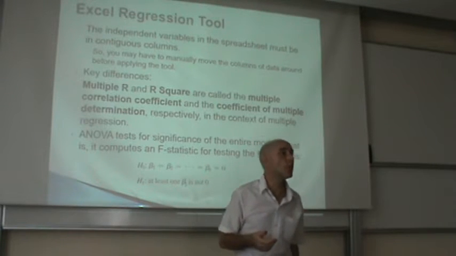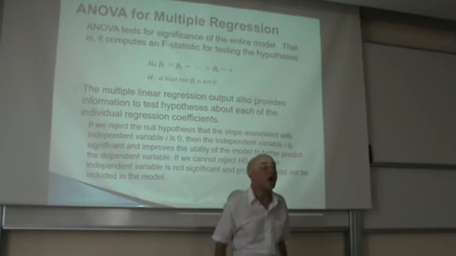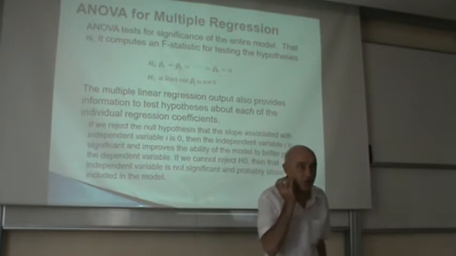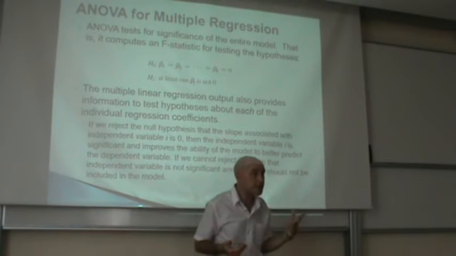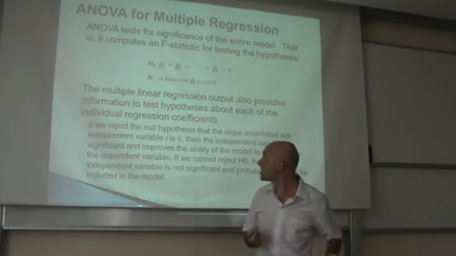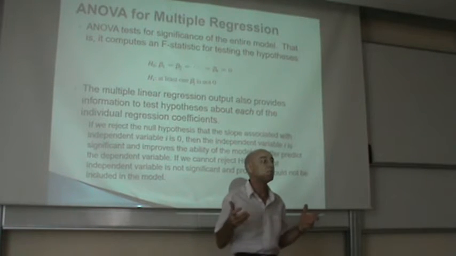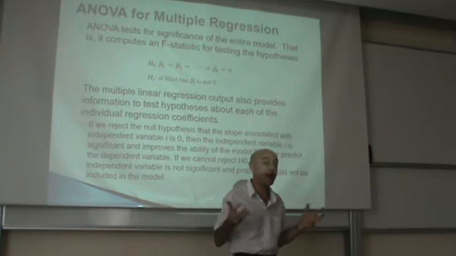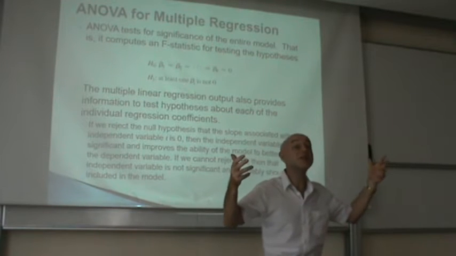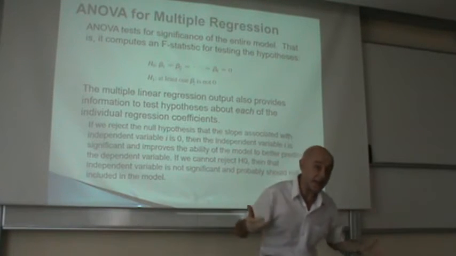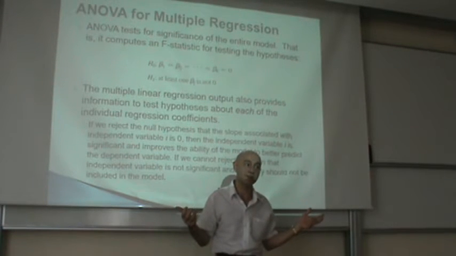The Excel regression tool, we will skip; we use SPSS, so we don't have to do that. ANOVA for multiple regression is similar to the other ANOVA. Statistically, it's exactly the same. It is an F-test and very simply gives you the answer to a simple question: is the overall model significant or not significant? Does it explain or doesn't it explain the dependent variable?